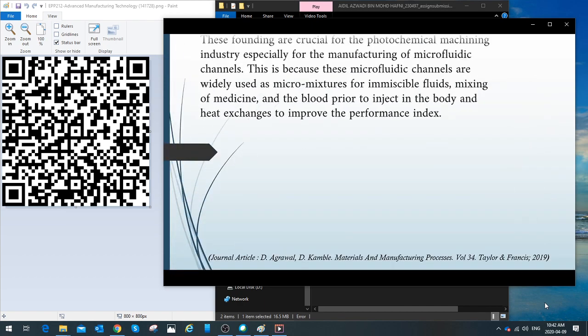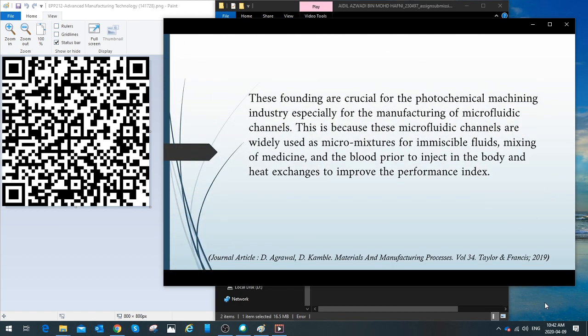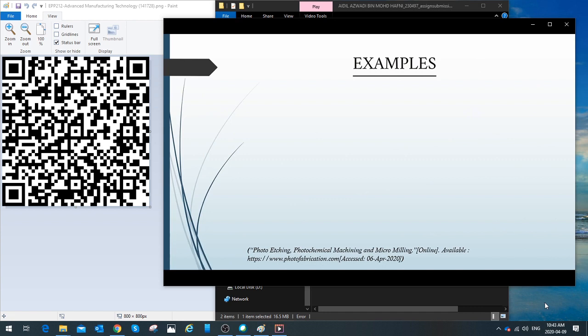This finding is crucial for the PCM industry, especially for the manufacturing of microfluidic channels, because the microfluidic channels are widely used as micromixtures for immiscible fluids, mixing of medicine, and many more. These are few examples of parts fabricated through PCM process. These are all micro components.